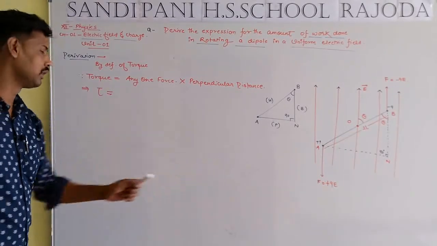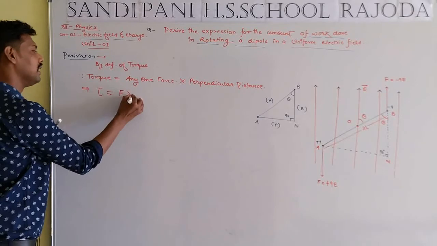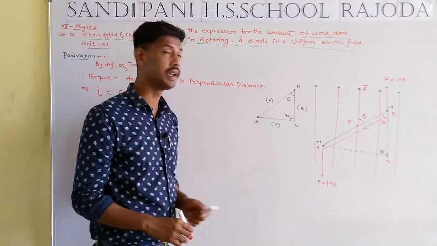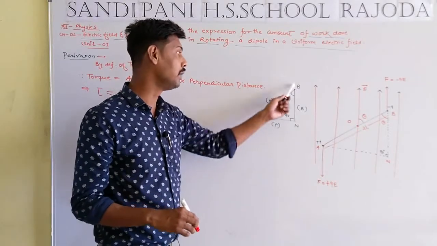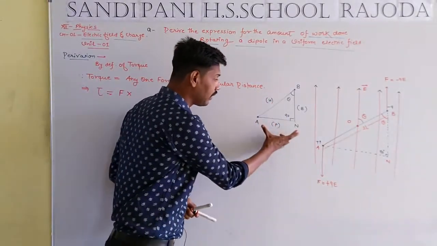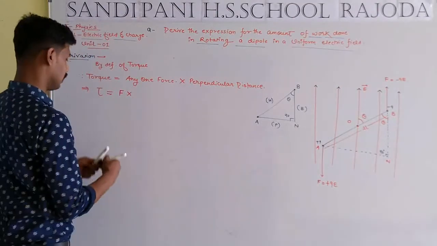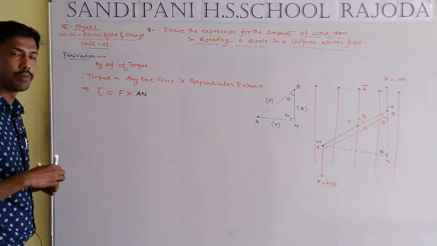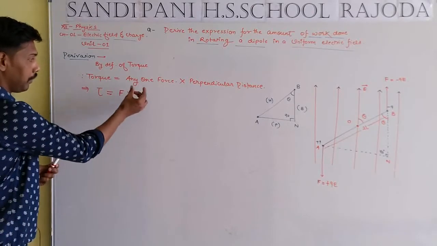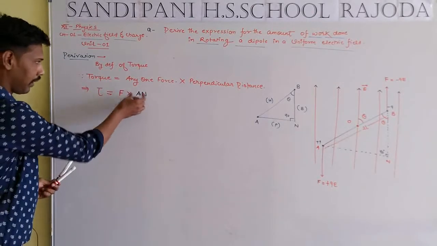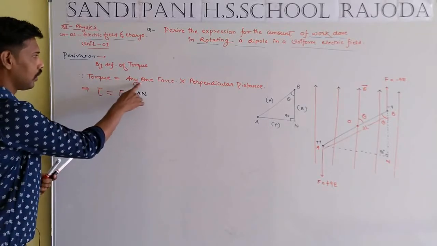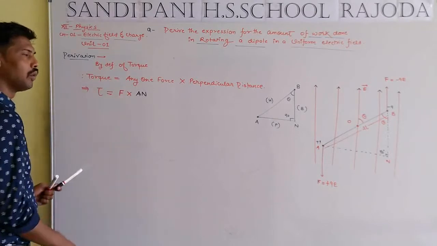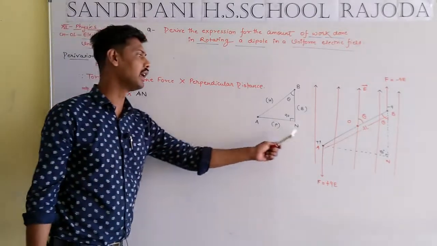Any one force, that means a capital F. What is the meaning of perpendicular distance according to the diagram in the triangle ABN? Perpendicular distance is AN. So we are taking AN. I hope, students, you are getting the proper part of AN. Torque will be equal to any one force into perpendicular distance. Any one force, that means a force, and perpendicular distance, that means AN.